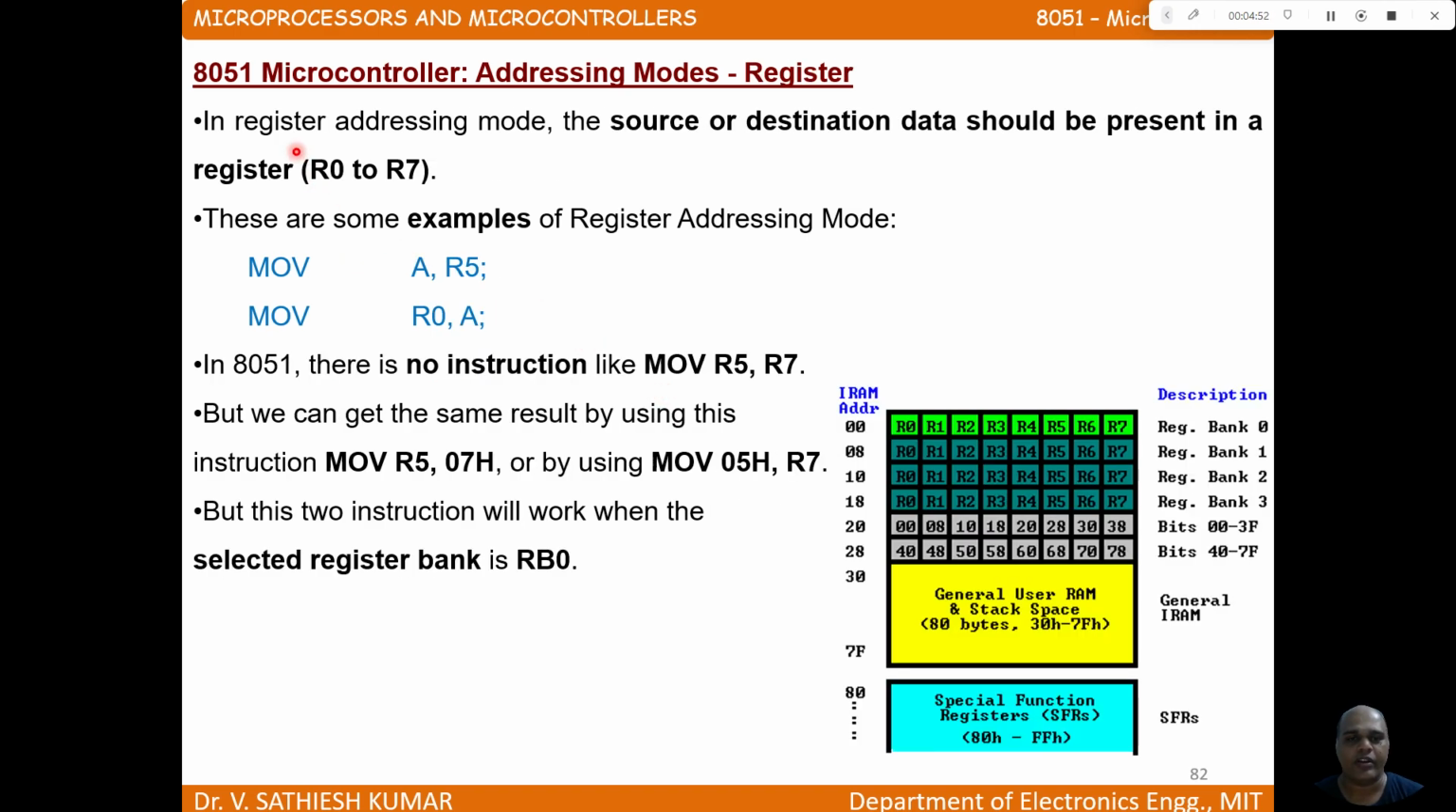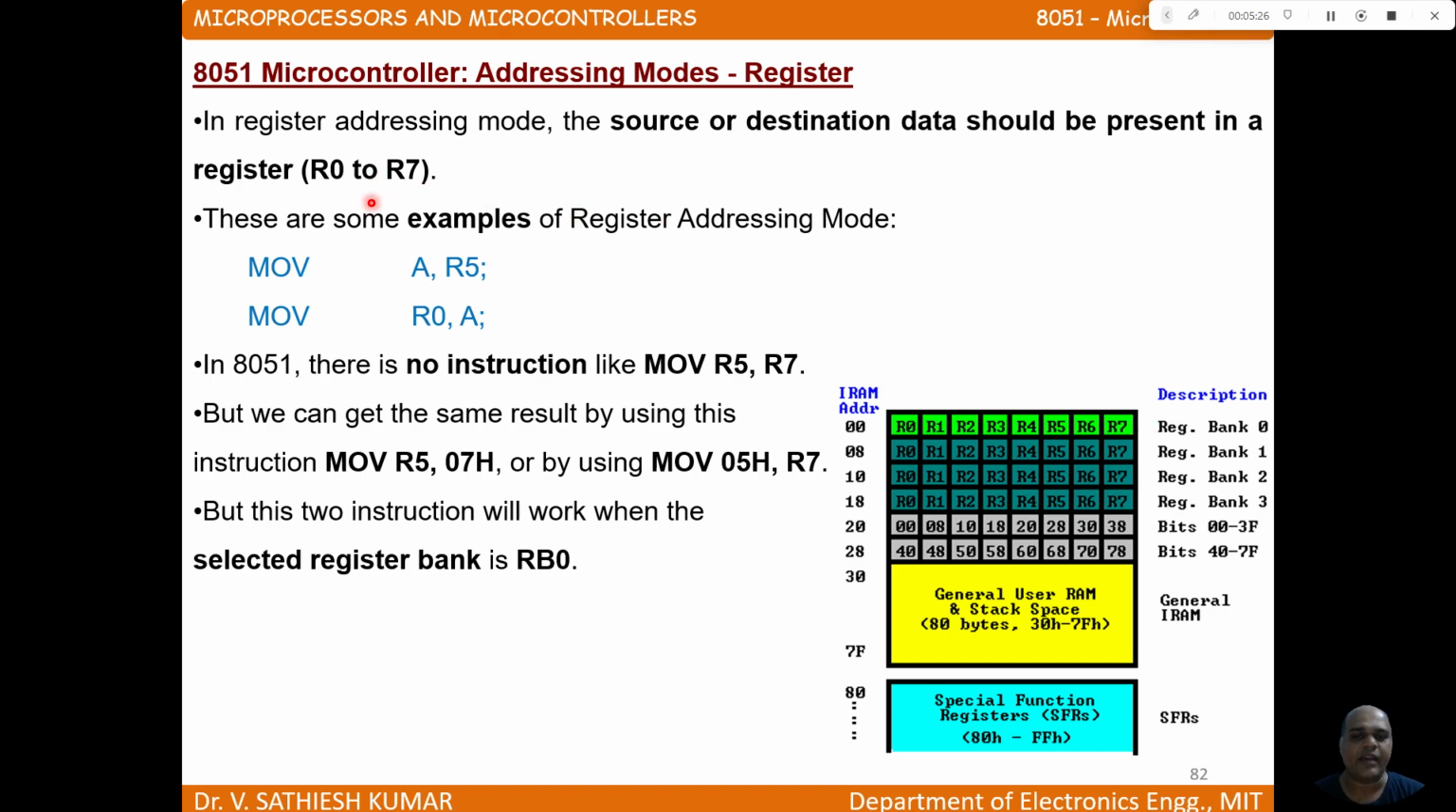The second addressing mode is register addressing mode. In register addressing mode, either the source or destination data should be present in a register. The registers can be R0 to R7. We have 32 registers which are divided into banks: bank 0, bank 1, bank 2, bank 3. Each bank is 8 bytes, containing registers R0 to R7.